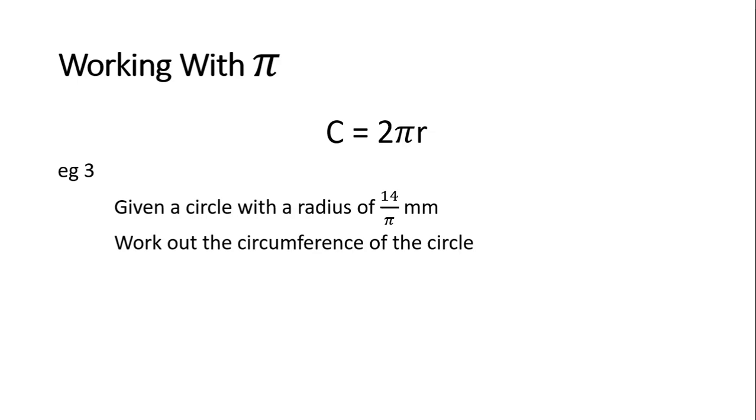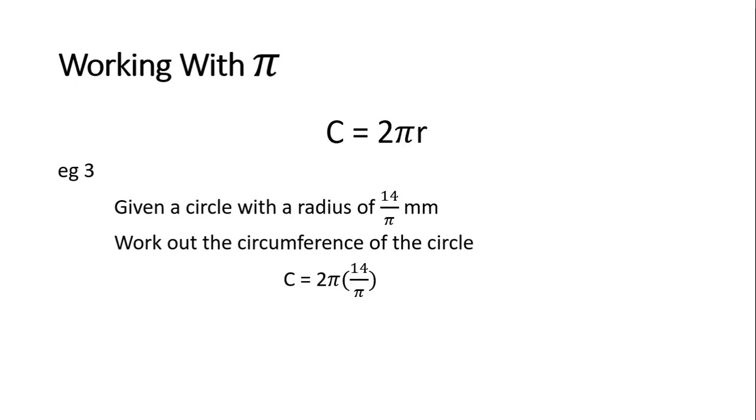Example 3. Now this time you're given a circle with a radius of 14 over pi millimeters. Work out the circumference. Okay, now this looks really confusing because it's got a pi in it and it's got a fraction in it. But we're going to use the formula as usual and you'll see it works out really nicely. The circumference is 2 times pi times the radius. So we'll say that the circumference is 2 times pi times, we're told the radius is 14 over pi, so we'll put that in the place of the radius.